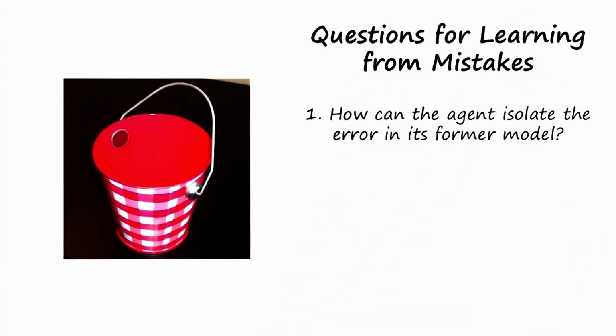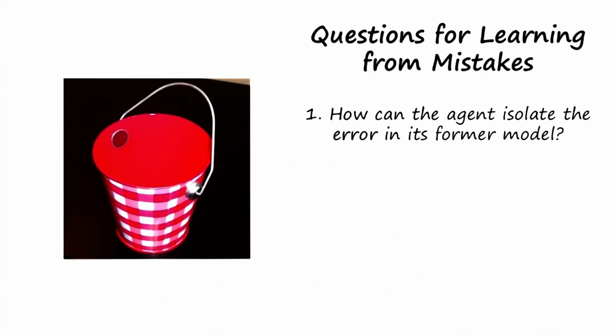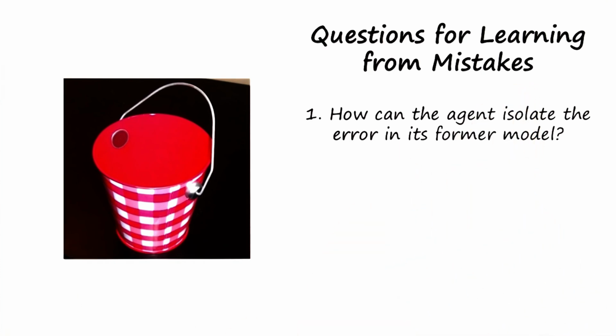Learning by correcting mistakes or learning from failures really entails answering 3 separate questions. The first question is, how can the agent isolate the error in its form or model? So the agent had some model of the world. It made a mistake based on its model. How can it identify the error in its model? Note that this particular problem is very closely connected to the question of diagnosis that we discussed earlier.